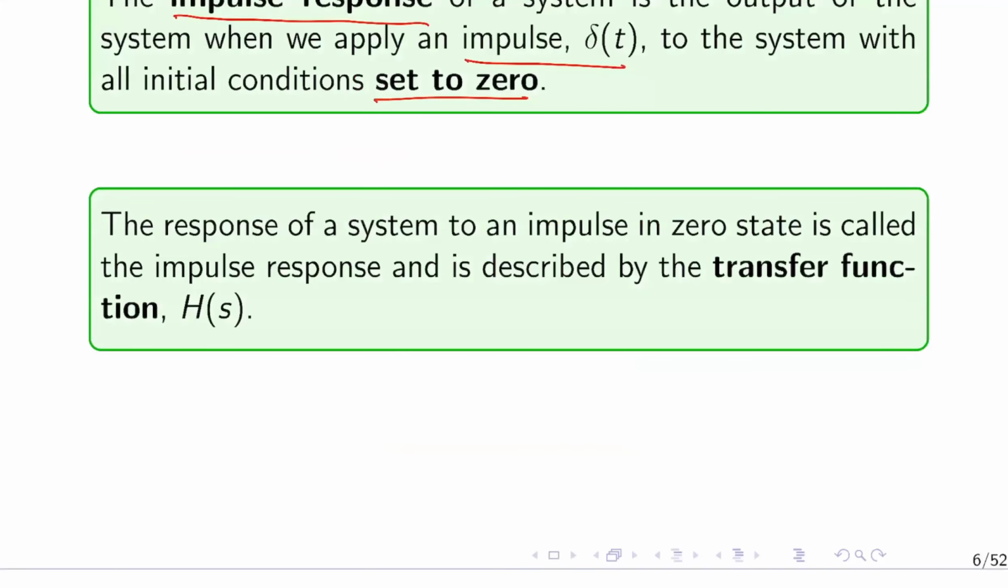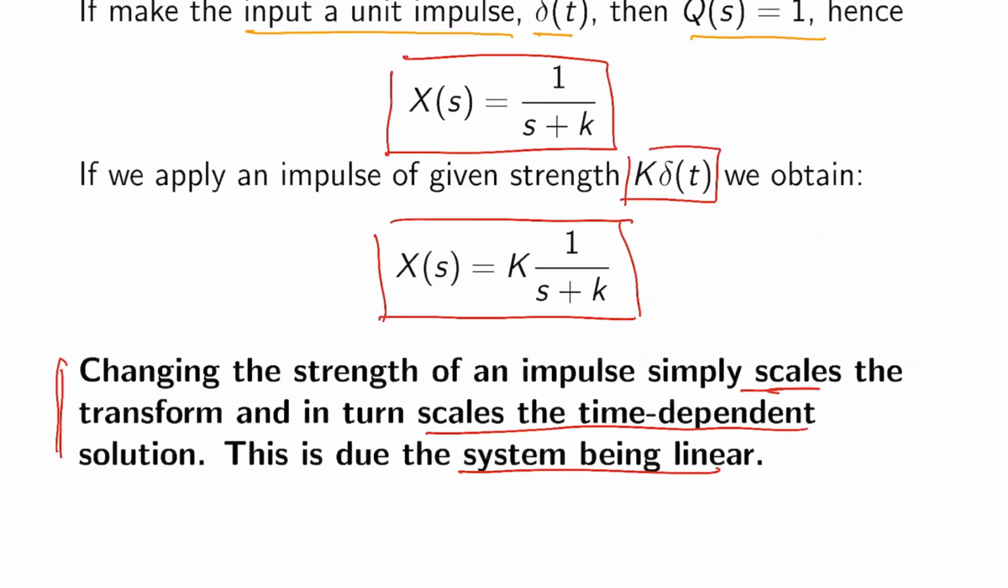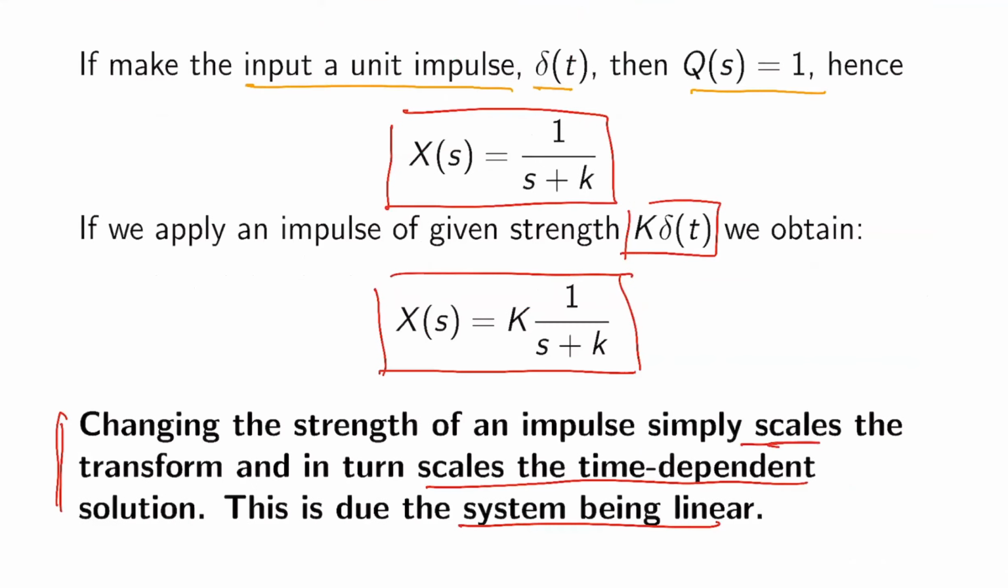The response of a system to an impulse in zero state is called the impulse response and is described by the transfer function. Now, I will always use h of s to describe the transfer function, okay? So if you think of it back here, I can rewrite this as x of s equals k times h of s. So h of s is the transfer function, this piece here, okay? All right.